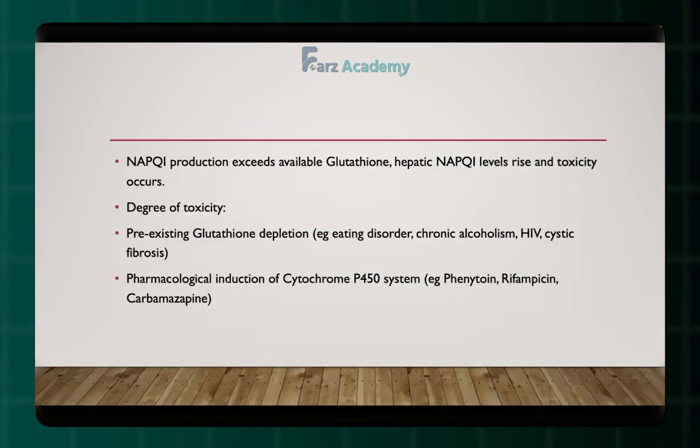So as I explained, NAPQI production exceeds the available glutathione. Hepatic NAPQI levels rise and toxicity will occur. The degree of toxicity is influenced by factors like pre-existing glutathione depletion, for example, eating disorders, chronic alcoholism, HIV and cystic fibrosis, and pharmacological induction of cytochrome P450, for example, with the use of medications like phenytoin, rifampicin, and carbamazepine.